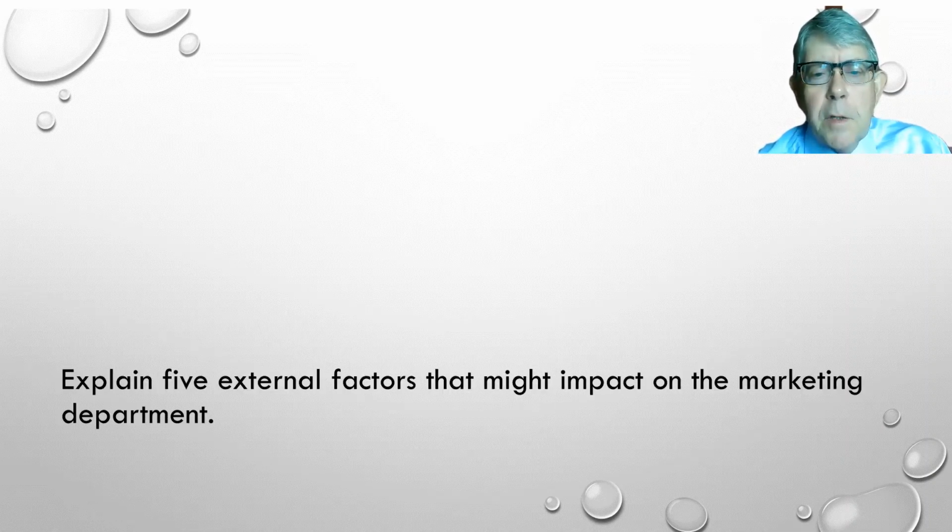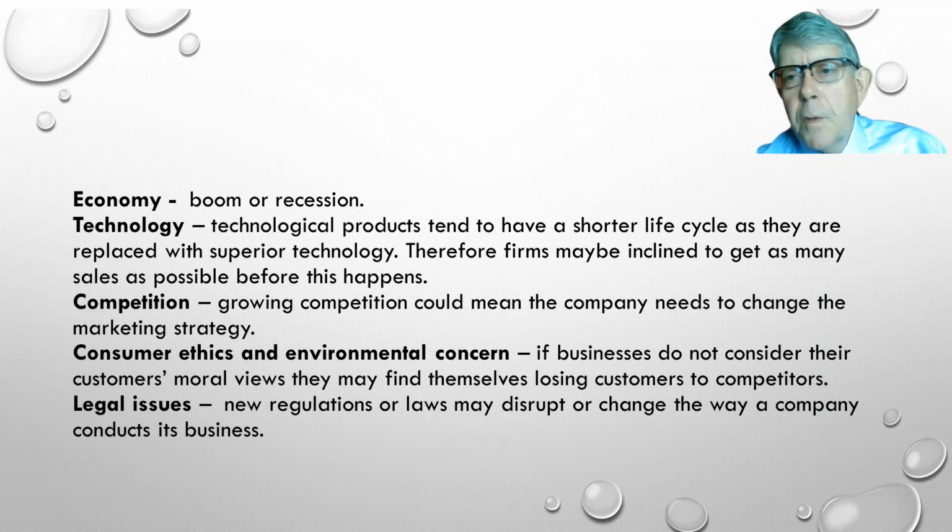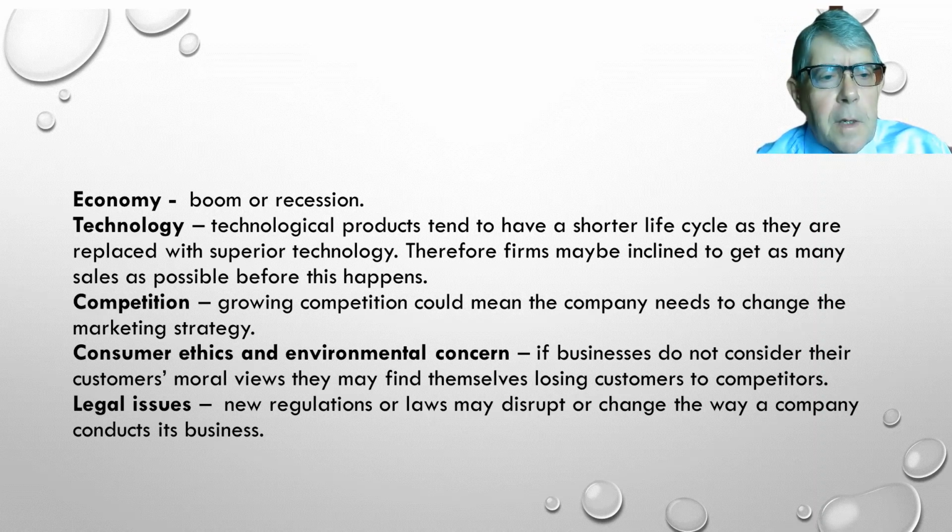Explain 5 external factors that might impact on the marketing department. The economy, whether we're in a boom or a recession. Technology. Technological products tend to have a shorter life cycle as they are replaced with superior technology. Therefore, firms may be inclined to get as many sales as possible before this happens. As an example, think of Apple and their iPhones, where they have a new iPhone every year.